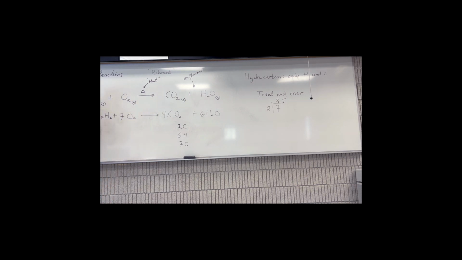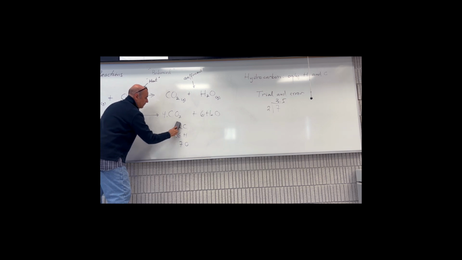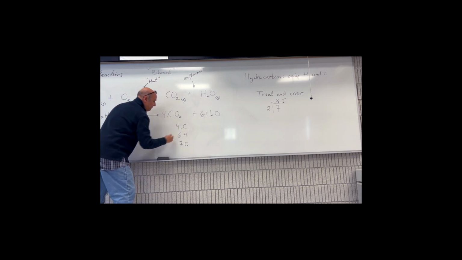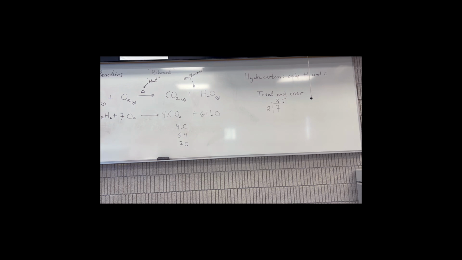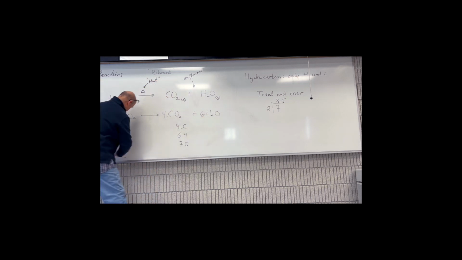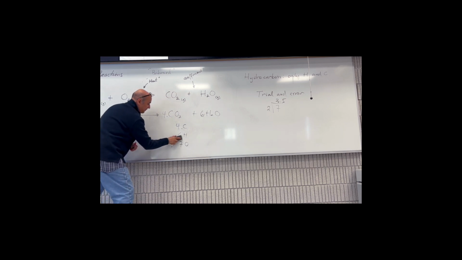So 2 times 2, 4 carbons, right? 4 times 1, 4 carbons. So carbon is balanced. 2 times 6 is not a trick question. You guys know how to do that arithmetic. 12, right? 2 times 6, 12 hydrogens. 6 times 2, 12, right? I'm not playing magical tricks here. I'm just adding.